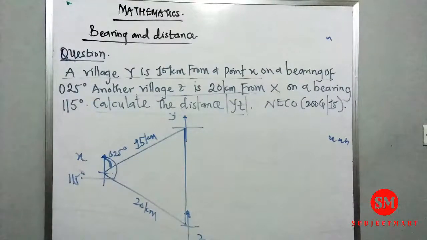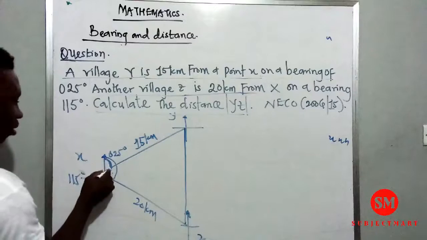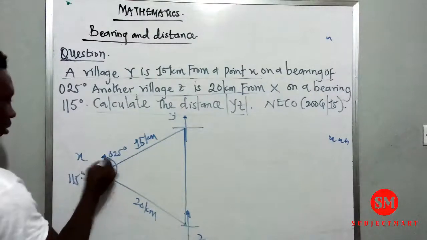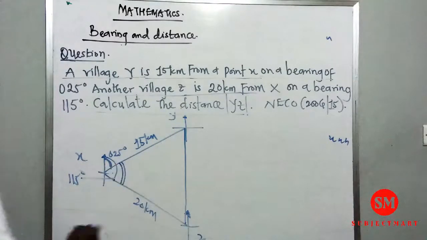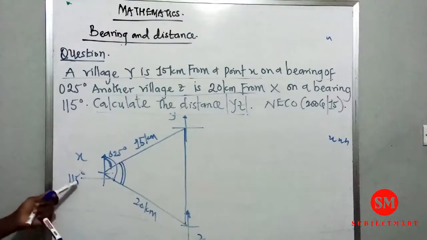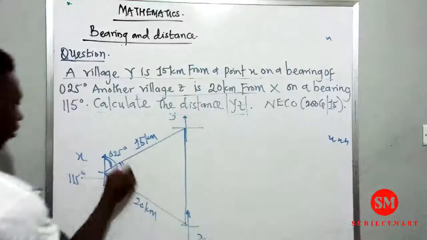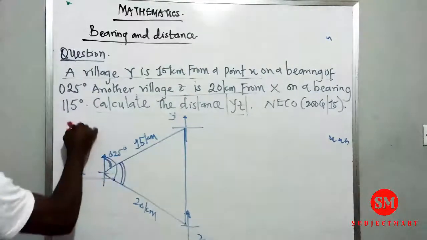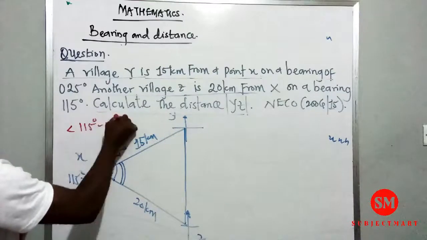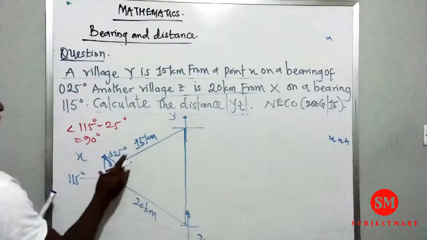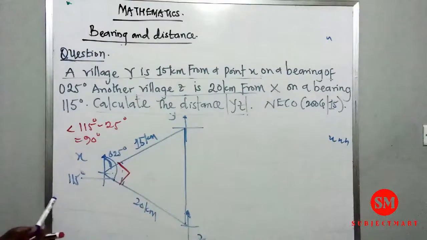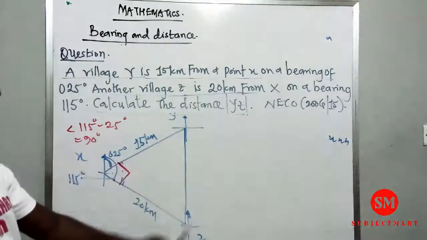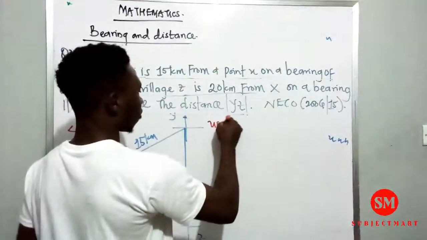Now, let us find the internal angle. From here to here is 25 degrees. From here to here is 115. So the internal angle becomes 115 minus 25 degrees. That is equal to 90 degrees. So therefore, this is a right angle, 90 degrees. Now, if it's a right angle, then for us to find YZ, we can find YZ using Pythagoras.